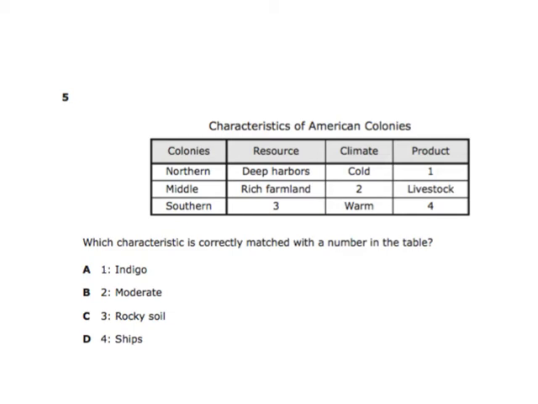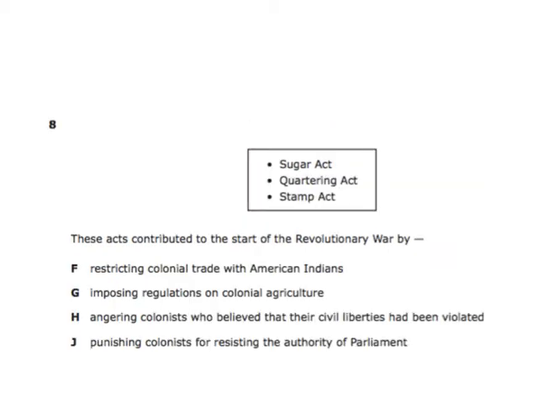This one you may have had to press pause on just to figure it out and look through it all. But if you see number 2 for a middle colony, the middle colonies had a middle climate, a moderate climate. That one makes sense. All the rest of them we can eliminate because all the rest of them are wrong.